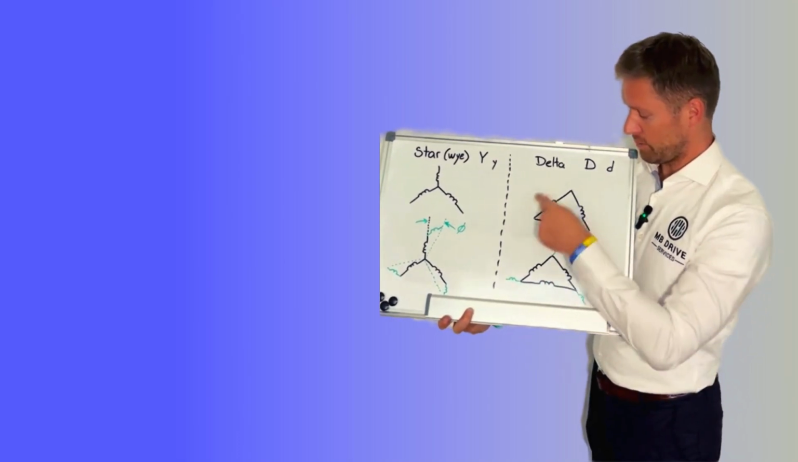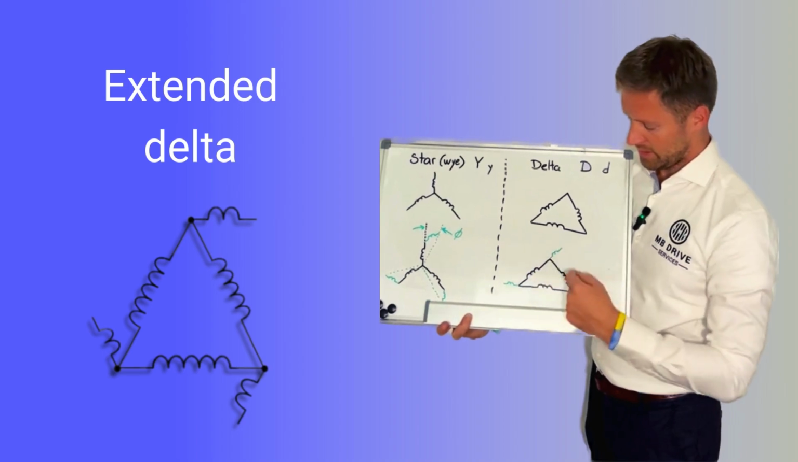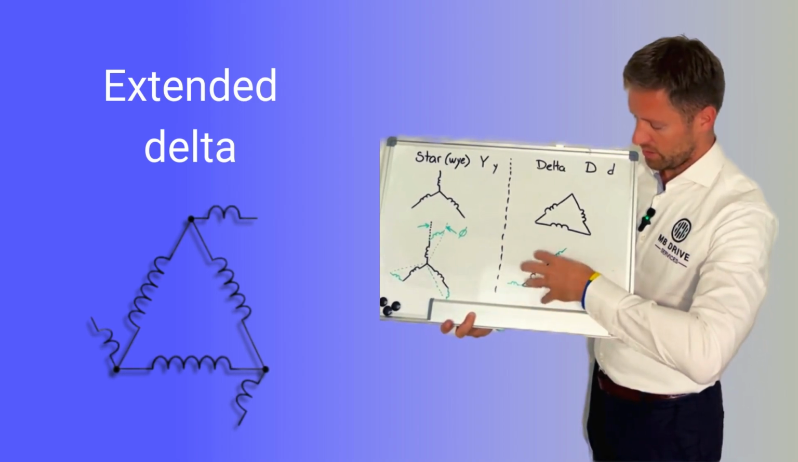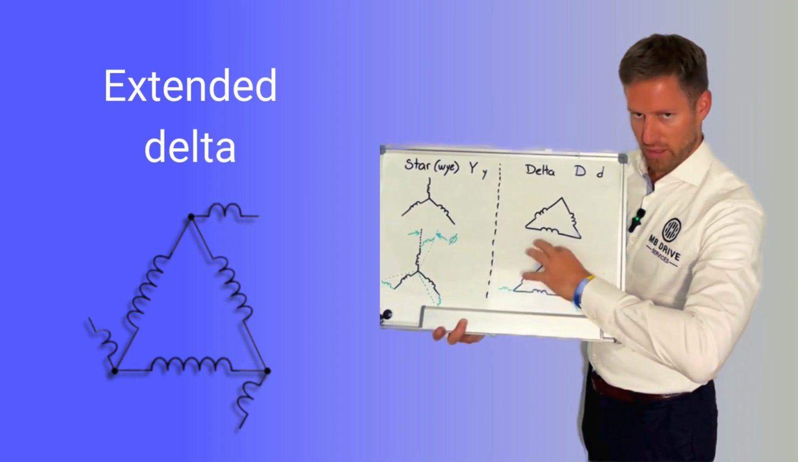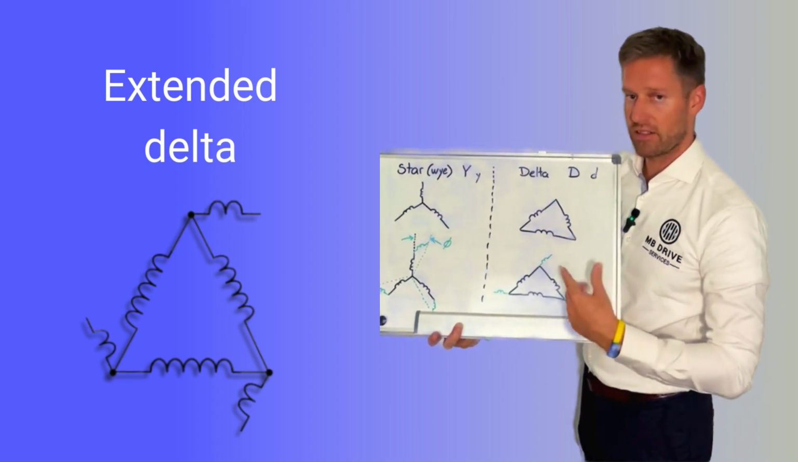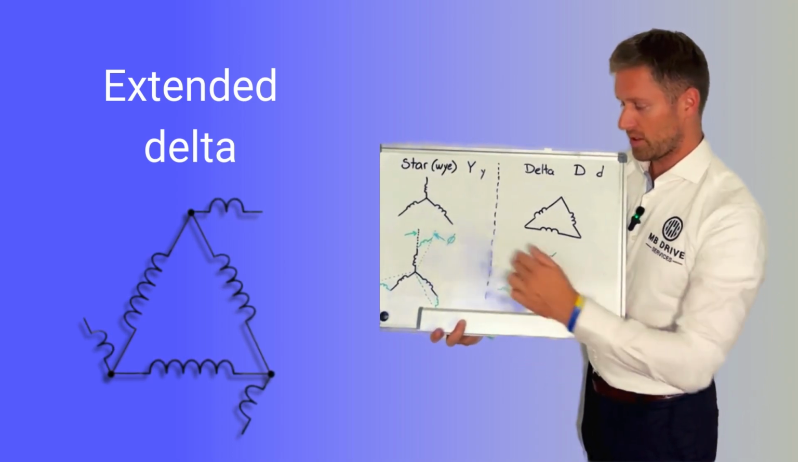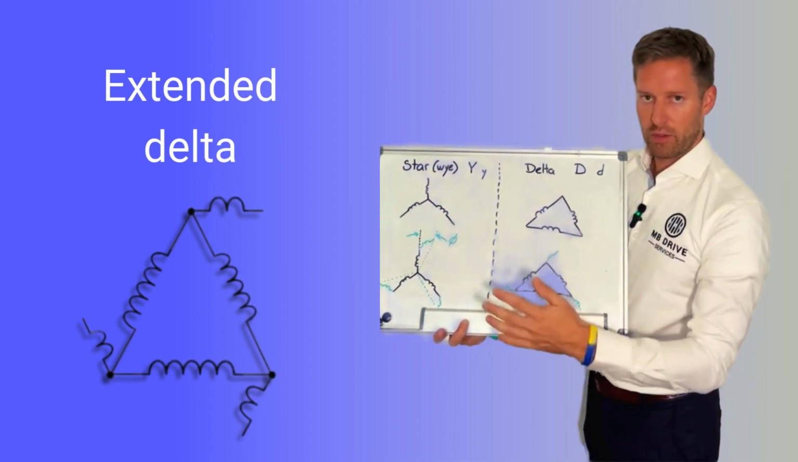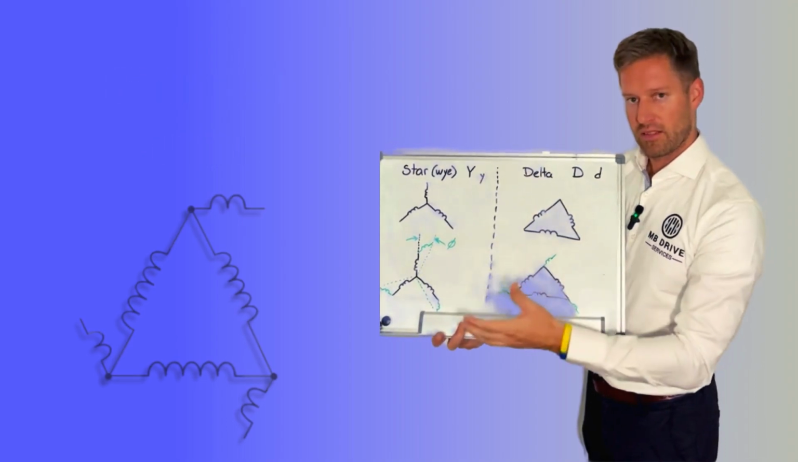Similarly, from the delta connection we can make an extended delta, the same principle, so we would also rotate the whole delta connection by a certain angle in one or the other direction, leading or lagging. We can have extended delta or we can have polygon delta. So those winding connections are very common in the multi-winding transformers where we need a relative phase shift less than 30 degrees.